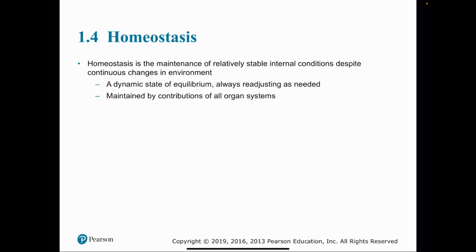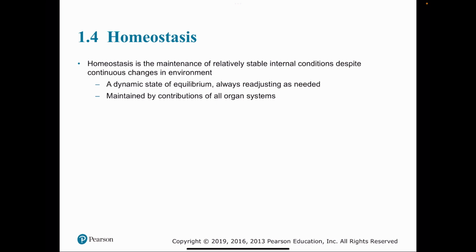Homeostasis, this is the maintenance of relatively stable internal conditions despite continuous change in the environment. So homeostasis is a dynamic state of equilibrium, meaning that homeostasis is the maintenance of particular values for given variables, but it will fluctuate a little bit. So it's the body constantly trying to maintain this equilibrium. We may see a little deviation away from that particular value, but again, it's dynamic. So it's always constantly moving, trying to readjust to get back to that appropriate value.